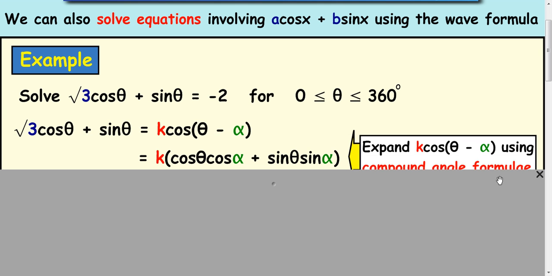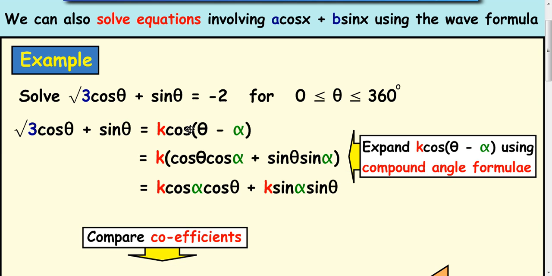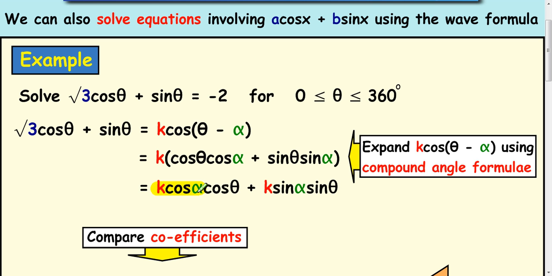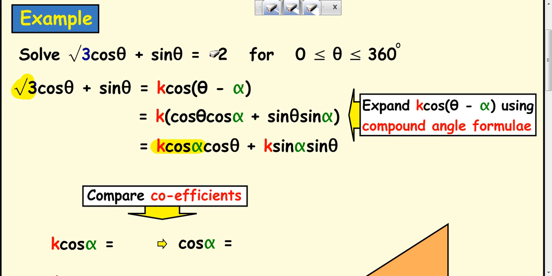So firstly, I'll just get rid of this. Same idea as before, I'm not going to go through all this again. Multiply your addition formula out and get to this point here. Then look at the coefficients. So k cos alpha, that's the coefficient of cos theta. We'll look up here, and that's root 3. We're going to ignore the fact there's a negative 2 here. We're just going to get this side into the wave function format.